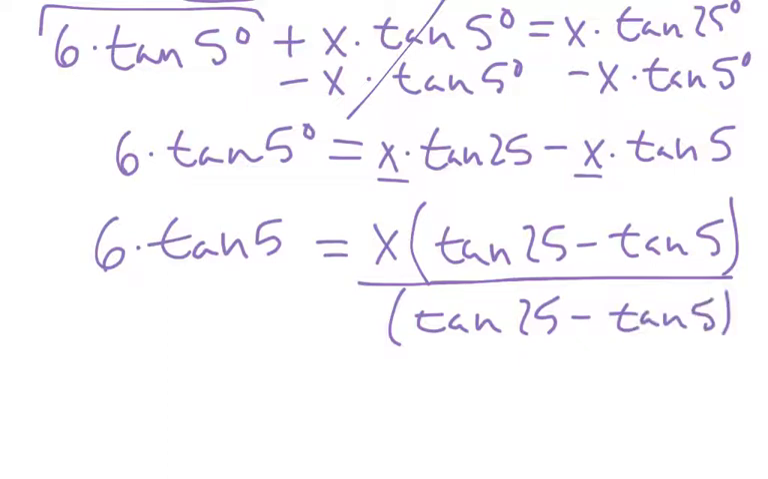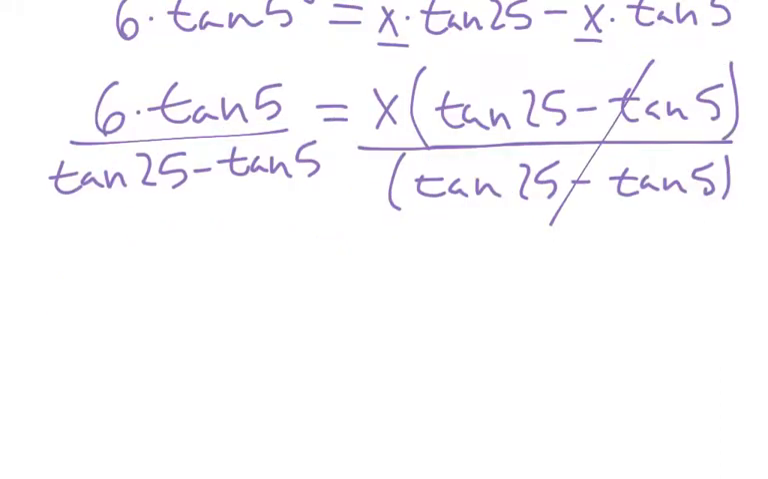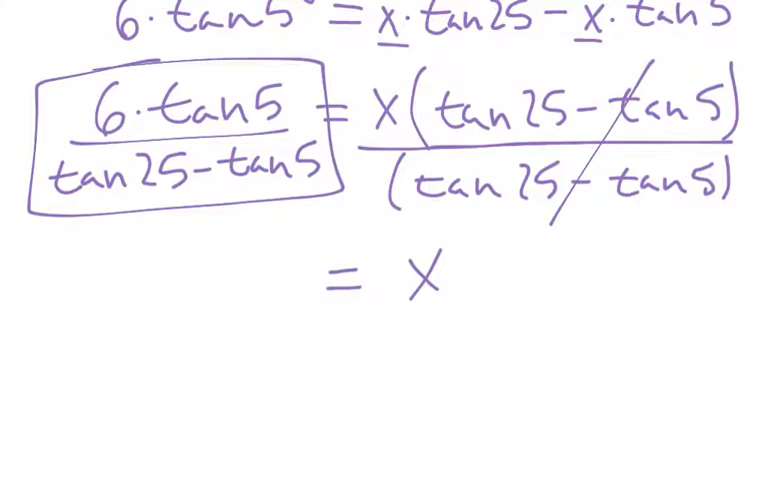Now, at the very beginning, we could have taken this tangent of 5, typed it in a calculator, see what decimal it is. Same with tangent of 25. But I like to wait till the very last possible second to do that and let the calculator do it. So that cancels, and we're left with X equals 6 times the tangent of 5 divided by tangent of 25 minus tangent of 5. So that's what I'm going to type into my calculator.